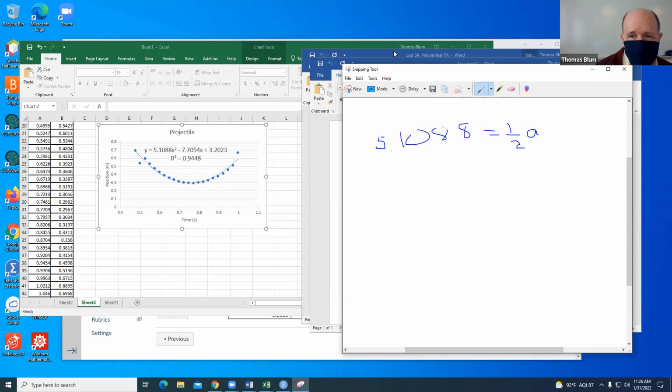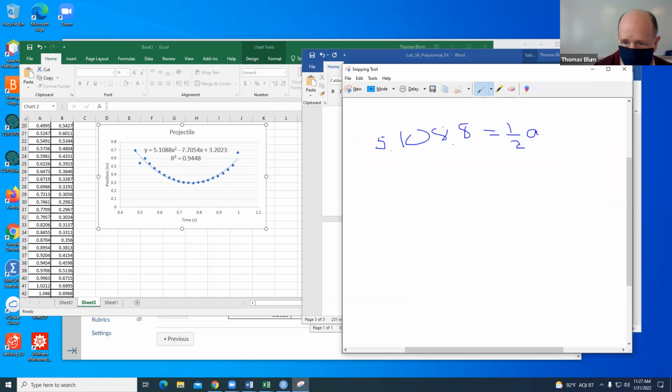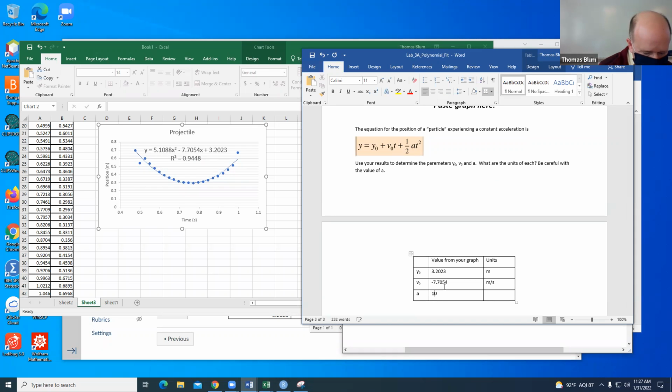That was from the formula. Over here, the formula, the coefficient of the square term is 1/2 a. And over here, the coefficient of the square term is 5.11. So that's what I have. 5.1088 is equal to 1/2 of a. Multiply both sides by 2. And so the acceleration is about 10.2. So I'm just going to say 10.2. And you can do better than me.